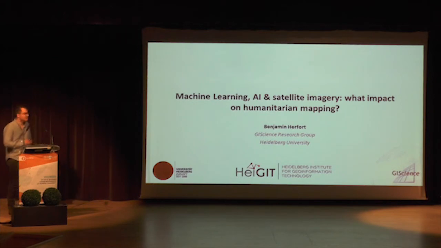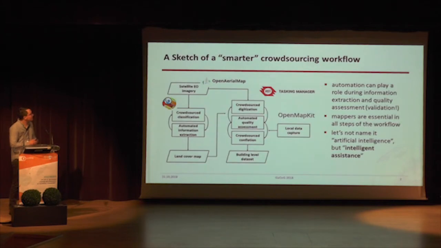I'm Benjamin from Heidelberg University, and we are also working on crowdsourcing, but machine learning as well. So we try to sketch what a smarter crowdsourcing approach could look like. So basically what we have is our normal approach with some automation introduced. So we've seen it by all speakers already that satellite imagery is really crucial. And in our Missing Maps ecosystem, we have also tools and platforms that provide data, like OpenAerialMap, where you can upload your own satellite imagery, your own drone imagery or other kind of imagery that can be used for the mapping again.